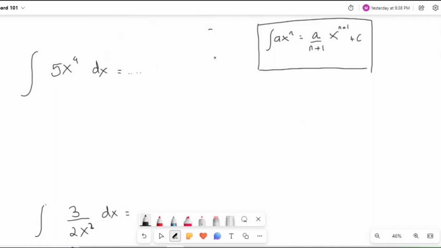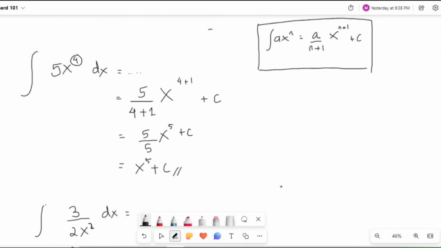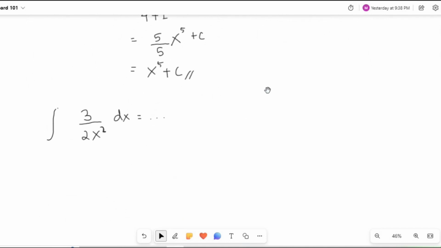Okay, so using this formula, this one is a piece of cake actually, right? My 5 still remains as 5, and the 4 moves down. It's going to be 5 over 4 plus 1 times x to the power of 4 plus 1, plus c. If we simplify, it's going to be 5 over 5 x to the power of 5 plus c. We can still simplify it, so it's going to be x to the power of 5 plus c. That's it.